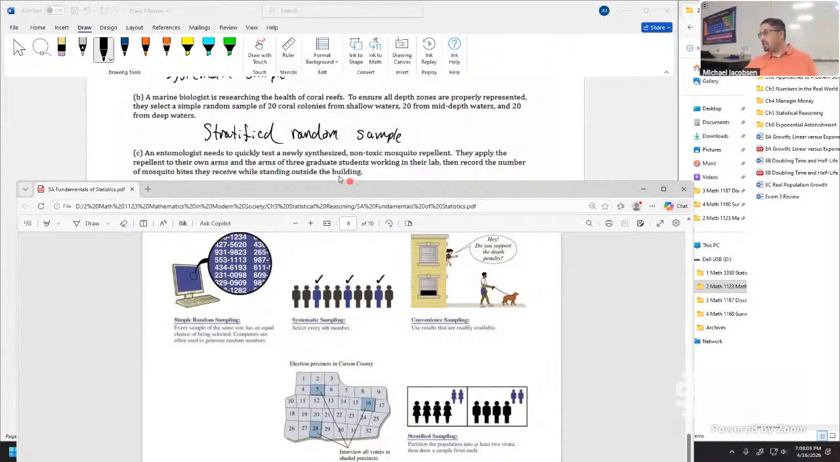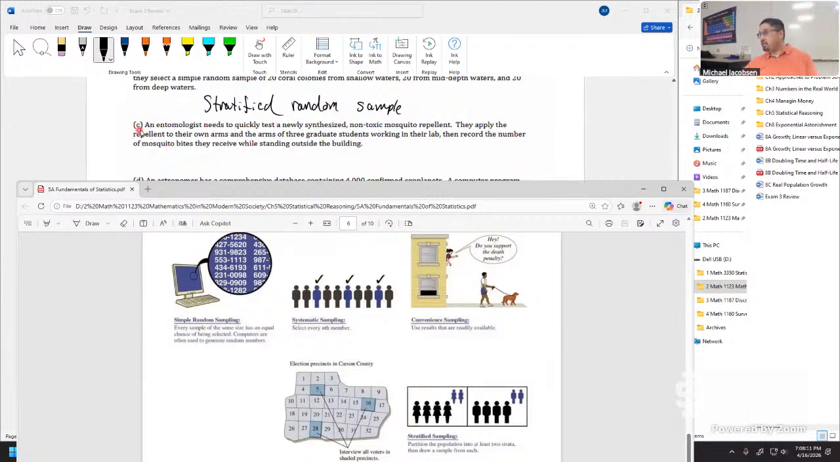Okay, part C is talking about an entomologist, an insect scientist. An entomologist needs to quickly test a newly synthesized non-toxic mosquito repellent. They apply the repellent to their own arms and the arms of three graduate students who just happen to be working in the lab. If you work in labs in this kind of capacity, just say no to anything like this. But that's what's happening in this study. Then they record the number of mosquito bites they receive while standing outside of the building.